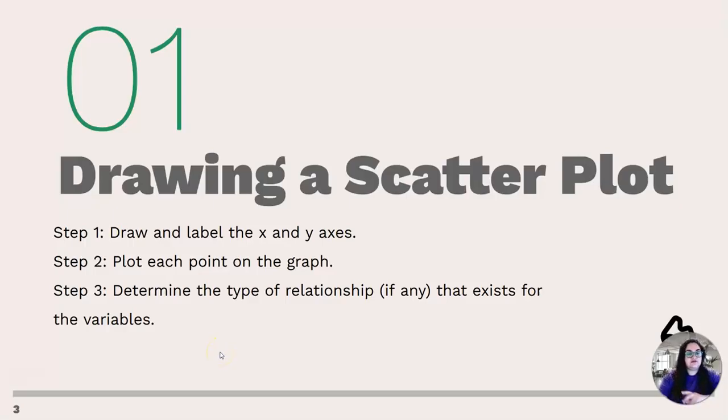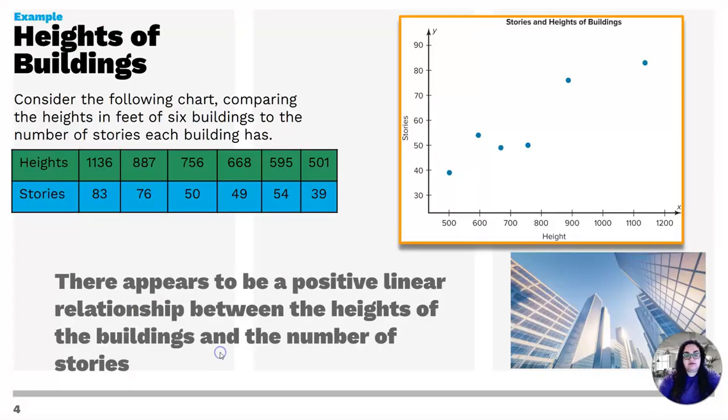Okay, first, to draw a scatter plot, we're going to label the x and y axis, plot each point on the graph, and then determine if any relationship exists. So here's our first example, the heights of buildings. Consider the following chart. We're going to compare the height in feet of 6 buildings to the number of stories in each building. So we've gone around and collected 6 heights and counted how many stories there are.